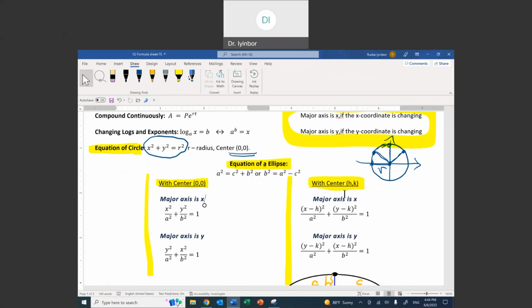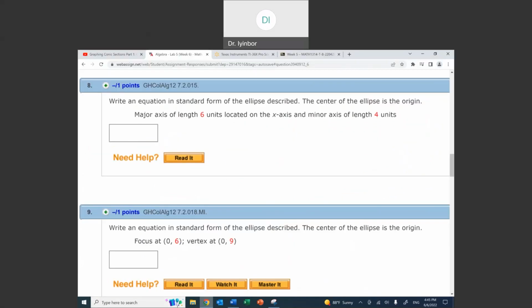So let's go ahead and start. I'm just going to do my number 8. You have different numbers, so you can do yours the same way. What we have here is, we need to find the equation in standard form of the ellipse. Center is at the origin. Origin means 0, 0, right? So they already told me the center is at 0, 0. And what else? Major axis is 6, located on the x-axis. So I already know the major axis is x and the center is 0, 0.